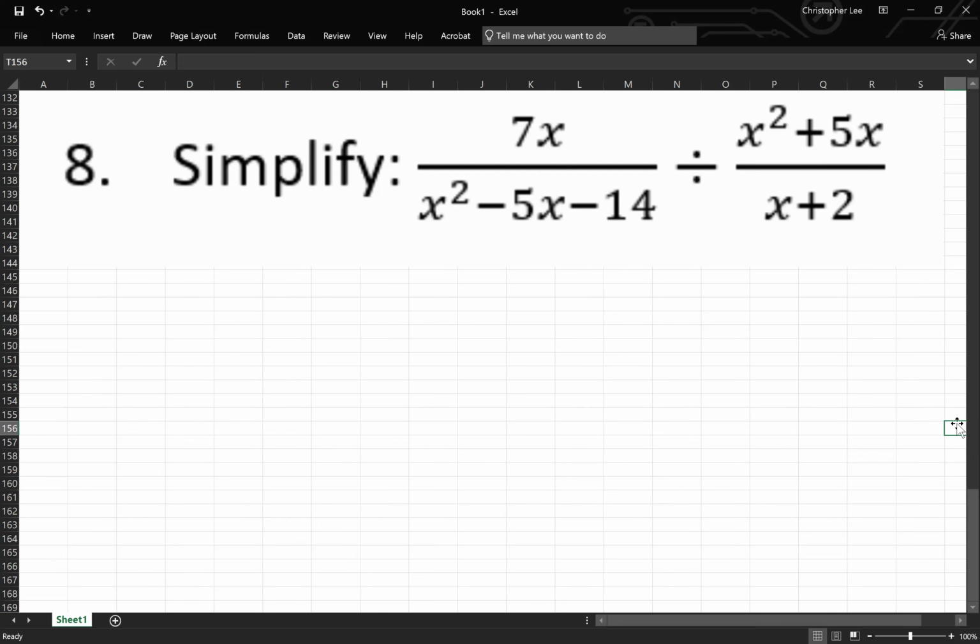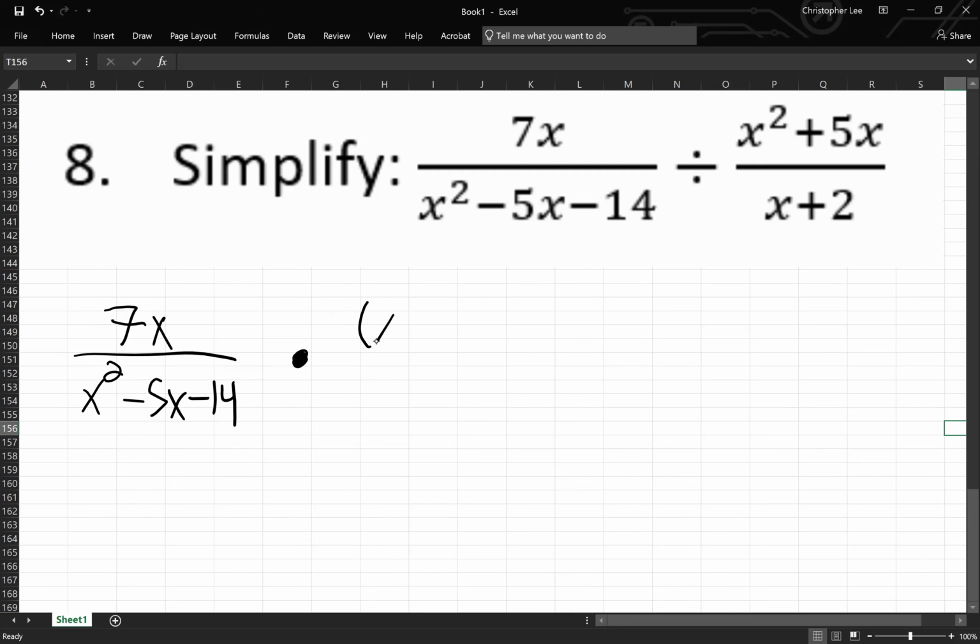So when I'm dividing fractions, what do I do? Change division to multiplication. And do what else? Right. So keep, change, flip, right? So I'm gonna keep the first fraction. So I have 7x over x squared minus 5x minus 14. Change your division to multiplication. And then flip the other fraction, right?